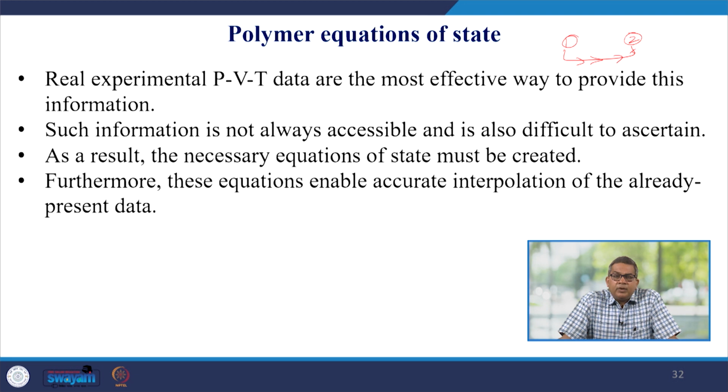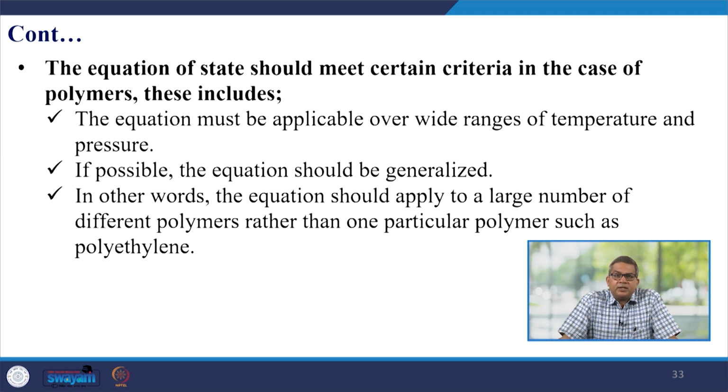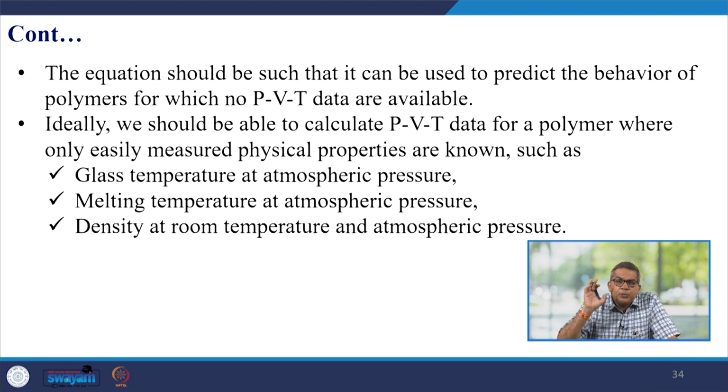Now these equations enable accurate interpolation of already present data. The equation of state should meet certain criteria in the case of polymers. These include that the equation must be applicable over a wide range of temperature and pressure. If possible, the equation should be generalized. It should apply to a large number of different polymers rather than one particular polymer. The equation should also be usable to predict the behavior of polymers for which no pressure, volume, temperature data are available.